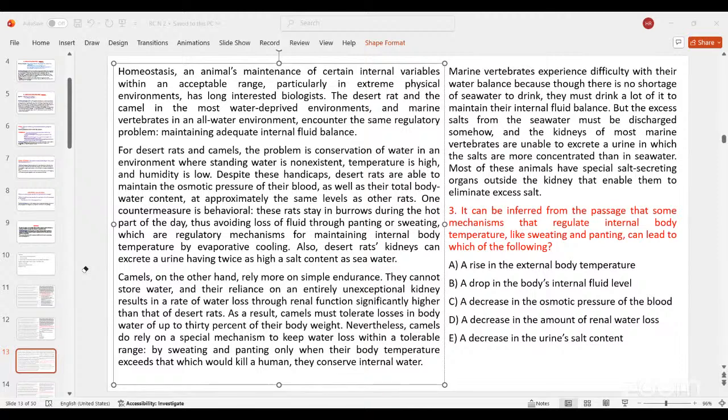Now cross-check, and if your answer is wrong, see where you made the mistake in spite of being given all the clues. Your question was: can lead to which of the following? The sweat mechanism can lead to which of the following? So it is maintenance, the control of water loss, right? Lead to maintain means preserve water loss, right? But water loss means internal water loss, right?